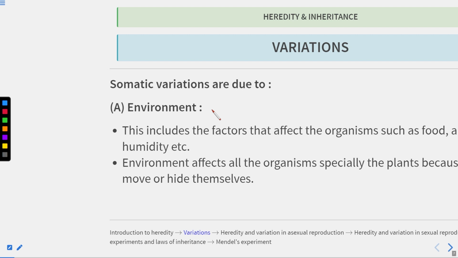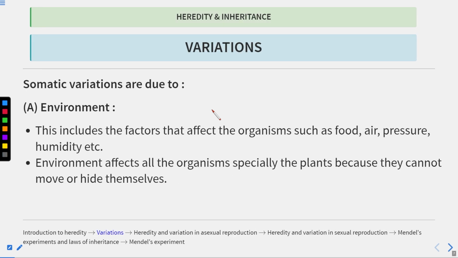Now, the somatic variations are due to, first, the environment, or the effects of the environment. This includes the factors that affect the organism: food, air, pressure, as well as humidity. These are some of the environmental factors that may cause somatic variations.